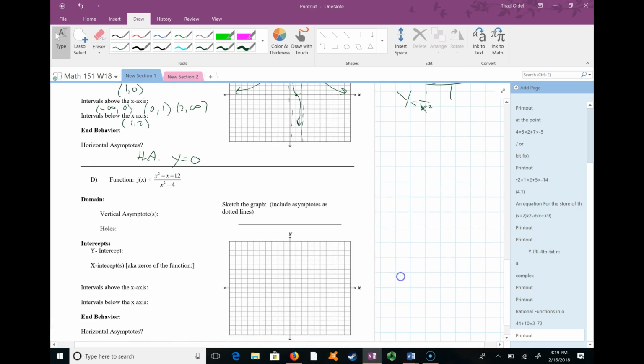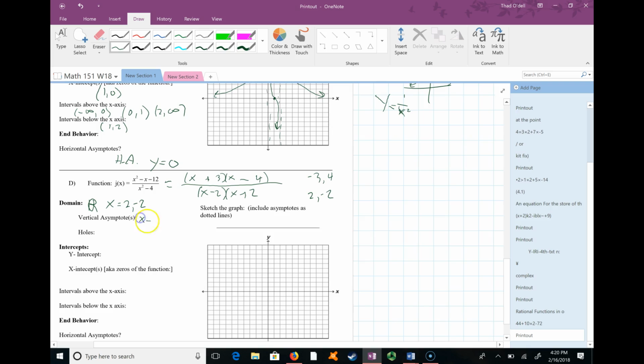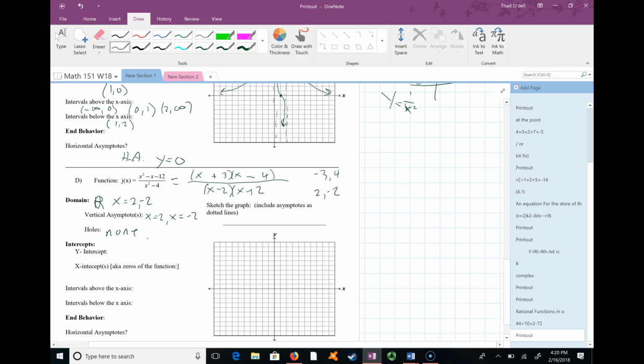Okay, I think we have one more here, right? Yep, one more. So once again, we'll factor this baby and we get x minus 3, x minus 4 on top, and x minus 2, x plus 2 on the bottom. So the roots are 3 and 4, and 2 and -2. That means the domain is going to be all real numbers, x not equal to 2 or -2. Vertical asymptotes, since there's no matching roots, are going to be x equals 2 and x equals -2. No holes, because there's no matching roots.